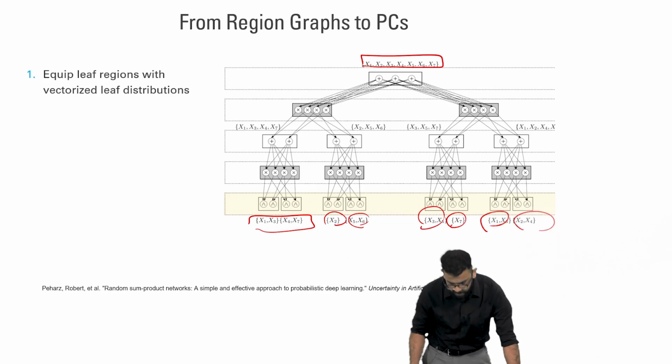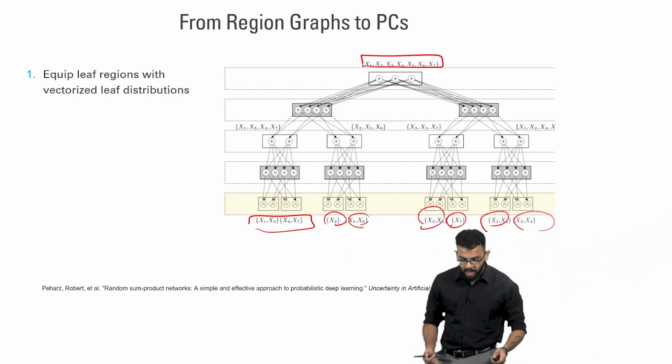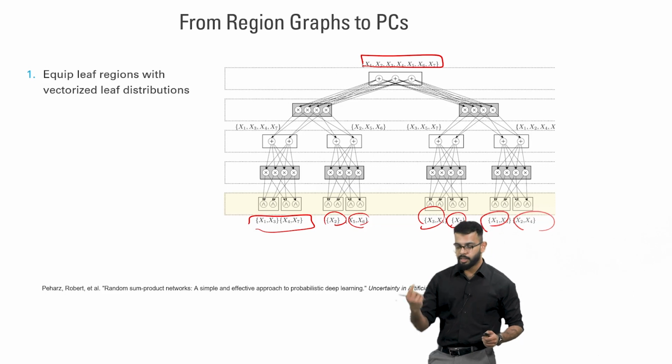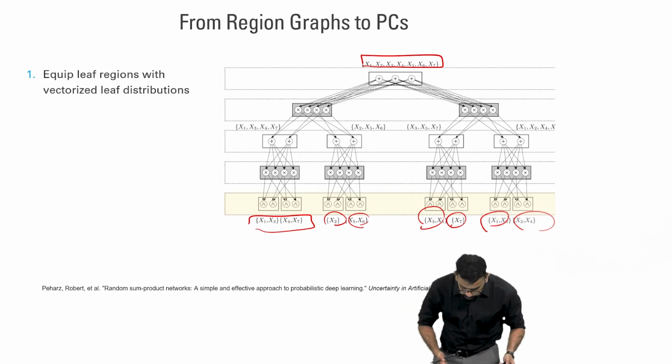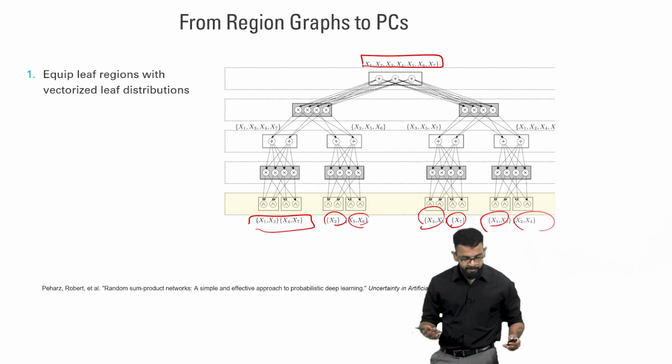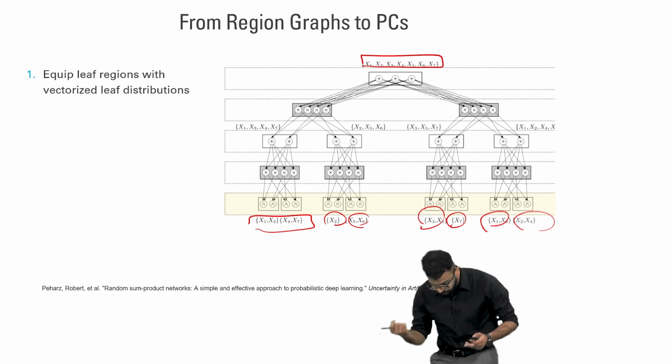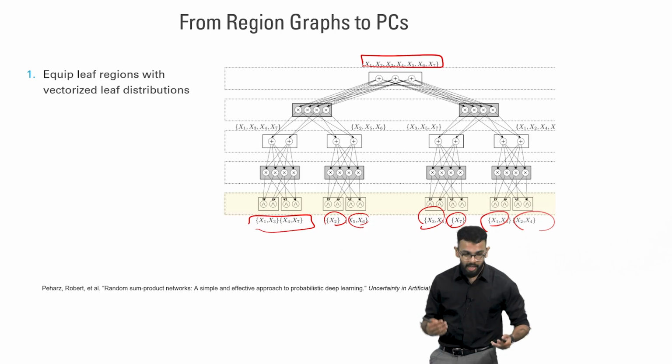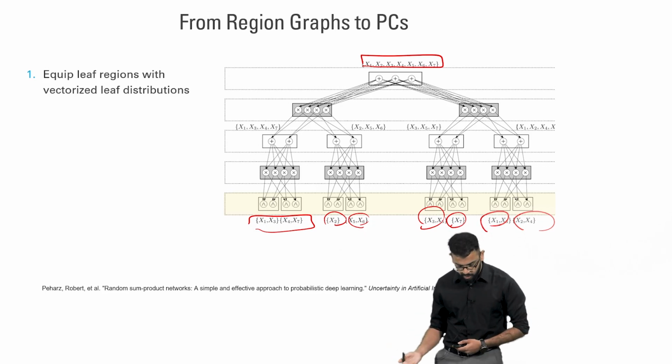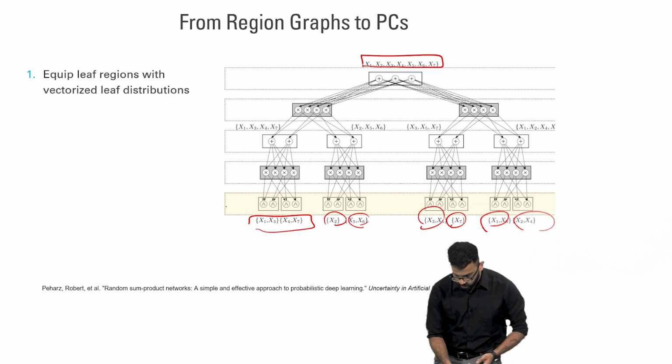Now to convert this representation into a PC, all you have to do is equip each of these nodes in your region graphs with sums and products. Now how do you do that? At the leaf level, what you really have is some subsets of random variables, and you have to define simple tractable distributions, right? So I can have something like Gaussians defined at the leaf level.